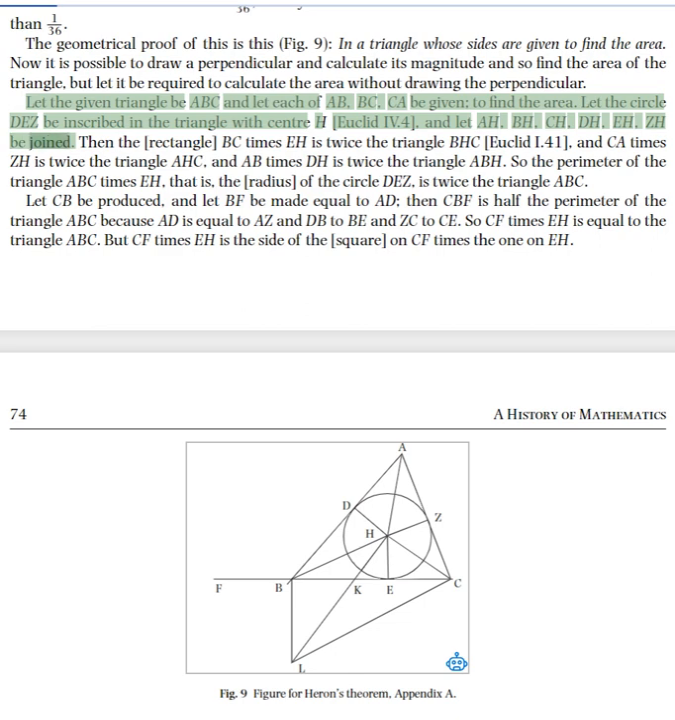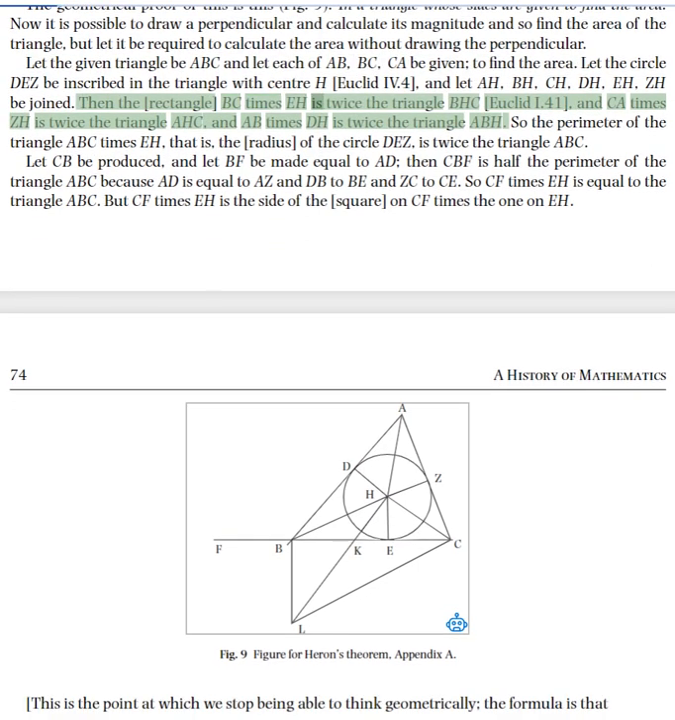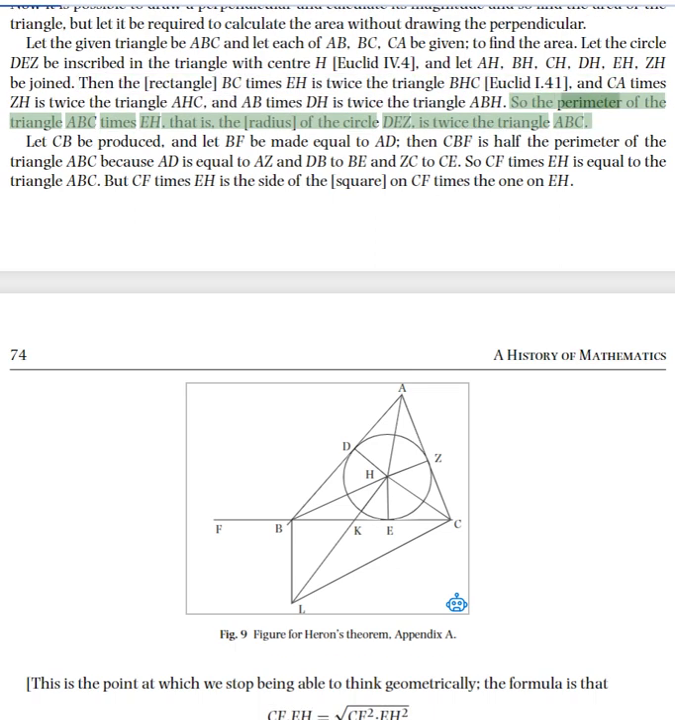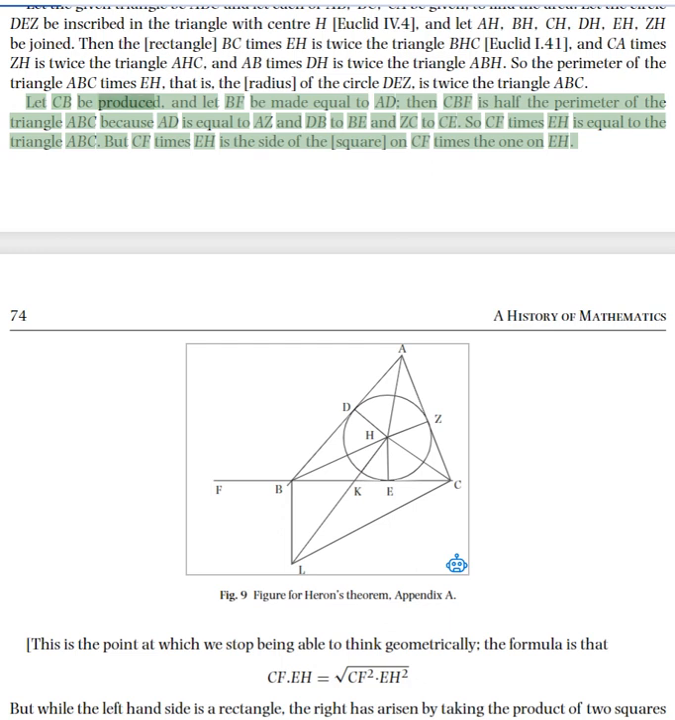be joined. Then the BC times EH is twice the triangle BHC, and CA times CH is twice the triangle AHC, and AB times DH is twice the triangle ABH. So the perimeter of the triangle ABC times EH, that is, the radius of the circle DEZ, is twice the triangle ABC. Let CB be produced, and let BF be made equal to AD.